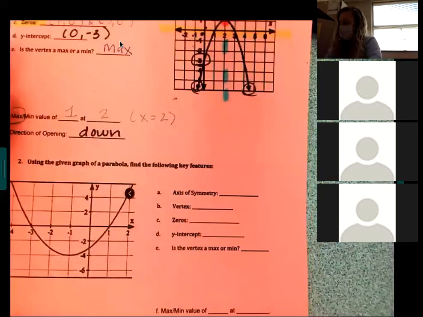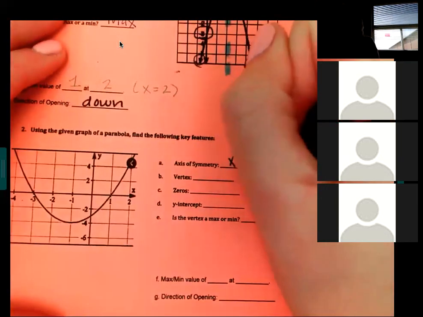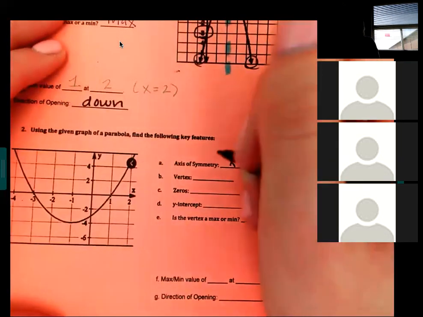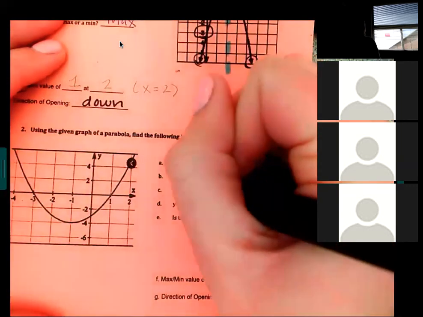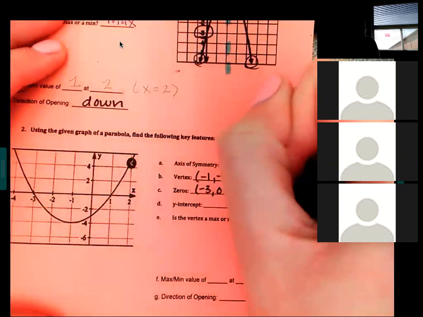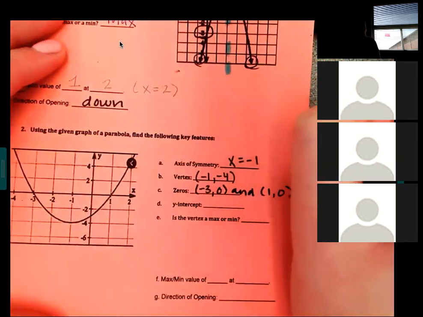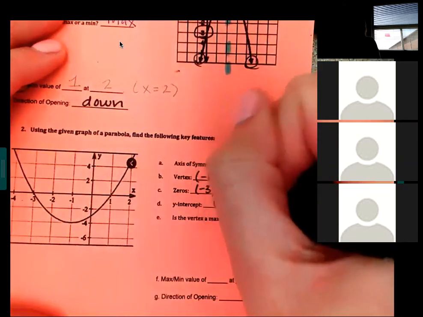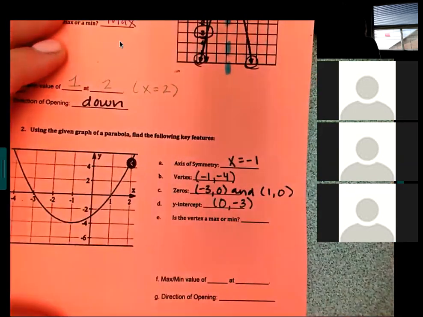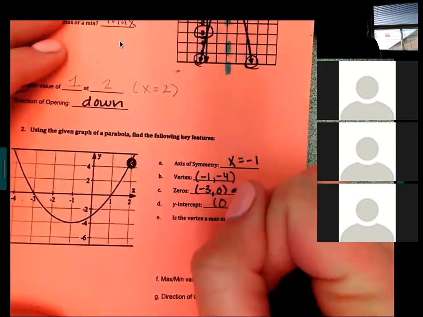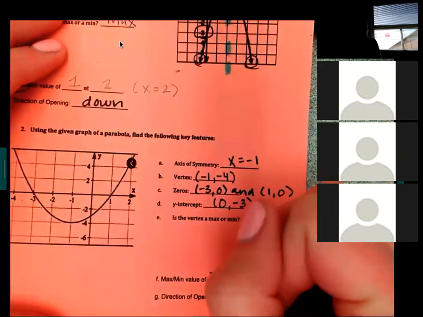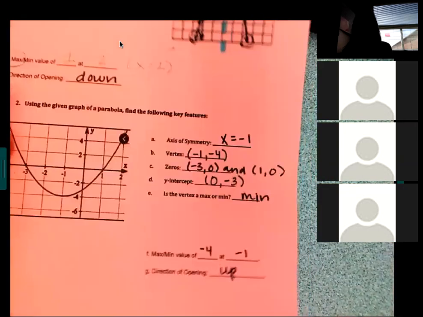Axis of symmetry would be x equals -1. Vertex is (-1, -4). Zeros are -3 and 1. Y-intercept is at -3. It's a minimum. Min value of -4 at x = -1. Up. Ooh, that was fast, right?